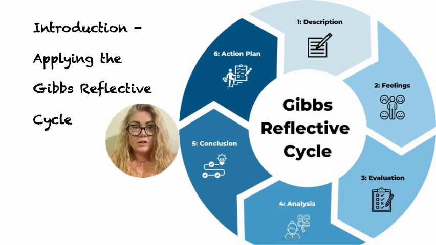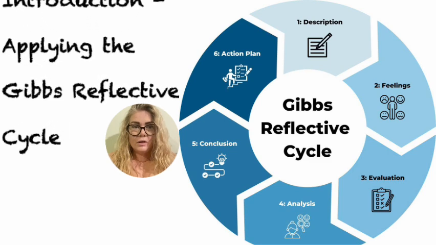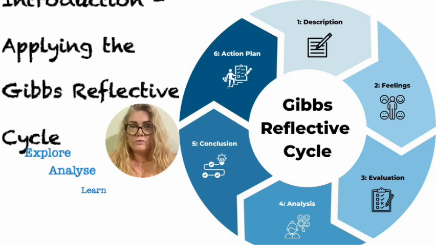Introduction. Applying the Gibbs reflective cycle. The Gibbs reflective cycle 1988, as cited in Ingham-Bromfield 2020, is a model that guides reflection through 6 stages: description, feelings, evaluation, analysis, conclusion, and action plan. By applying the Gibbs reflective cycle to a scenario that I've experienced in my nursing placements, I have been able to explore and analyse the scenario and learn from it in order to improve my own future practice as a registered nurse.